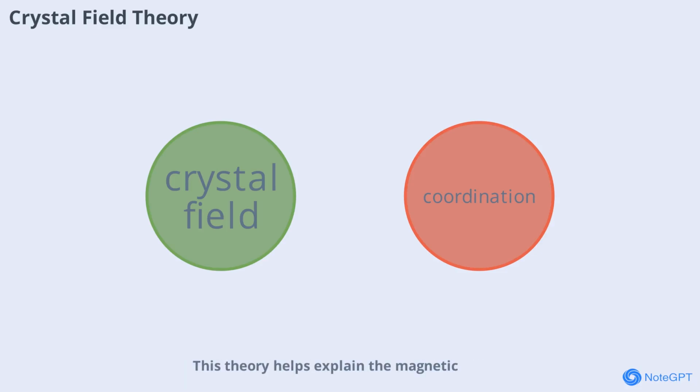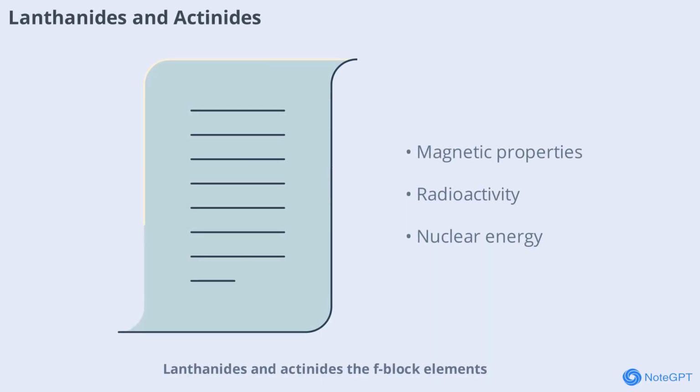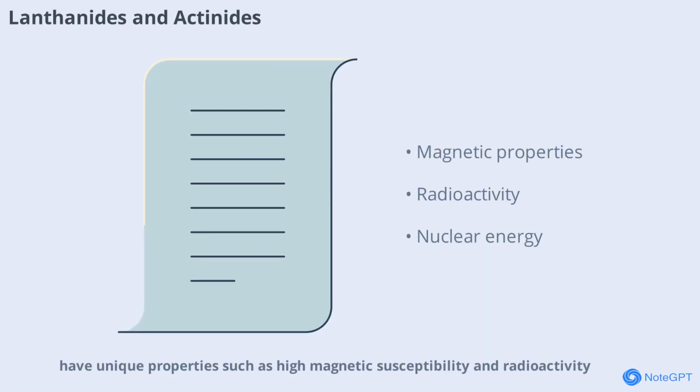This theory helps explain the magnetic and optical properties of transition metal complexes, which are important in both chemistry and material science. Lanthanides and actinides, the F-block elements, have unique properties such as high magnetic susceptibility and radioactivity. Lanthanides are used in magnets, lasers, and phosphors, while actinides are important in nuclear energy. Understanding their electronic configuration and reactivity is essential for advanced studies in inorganic chemistry.